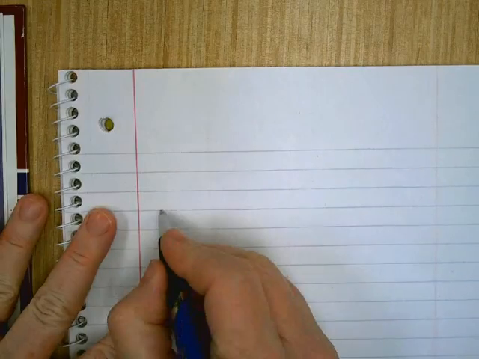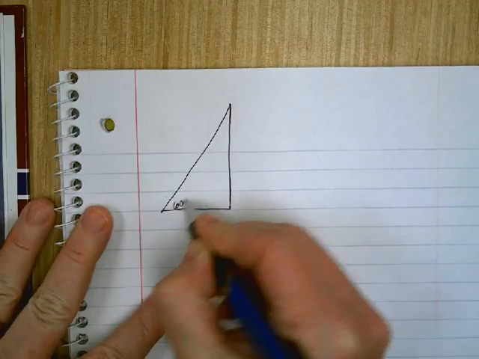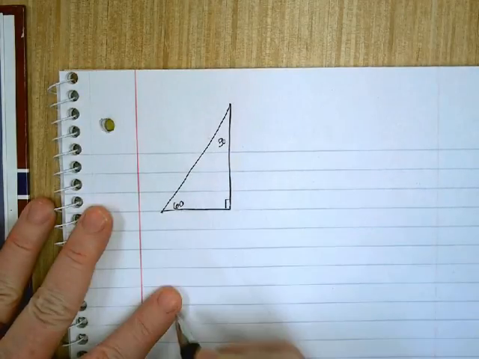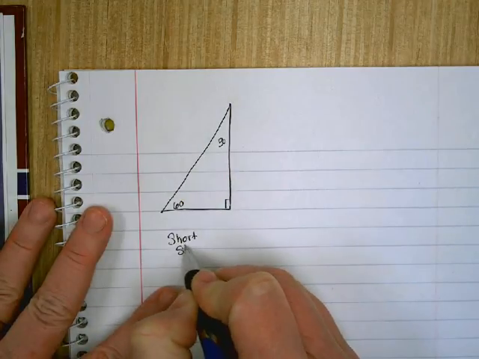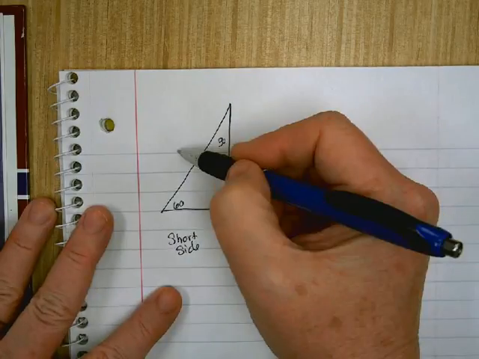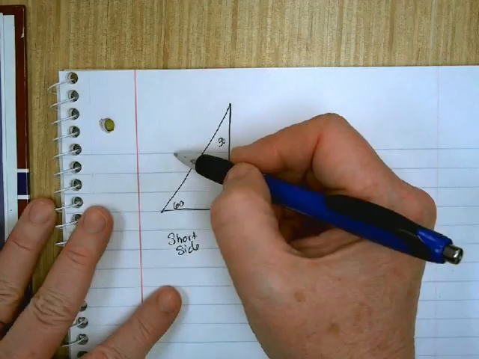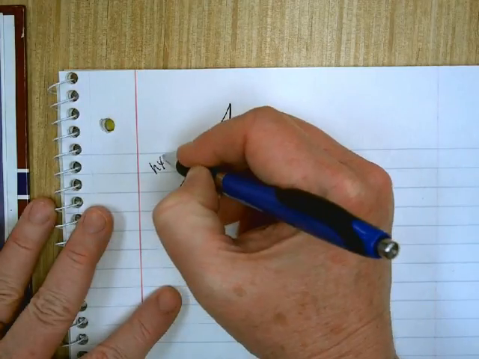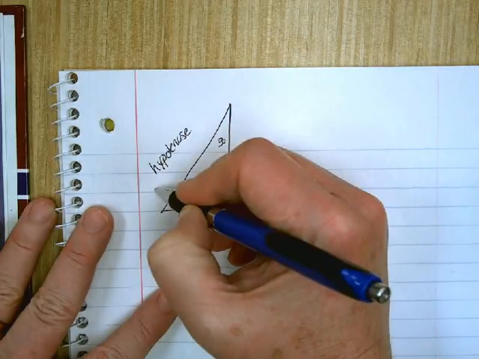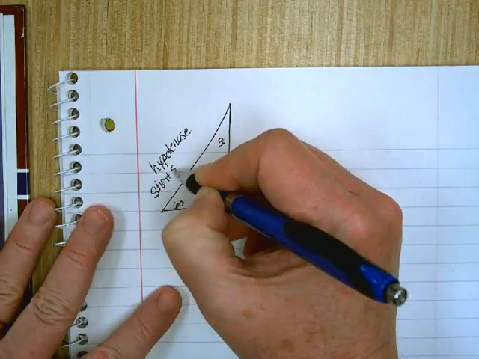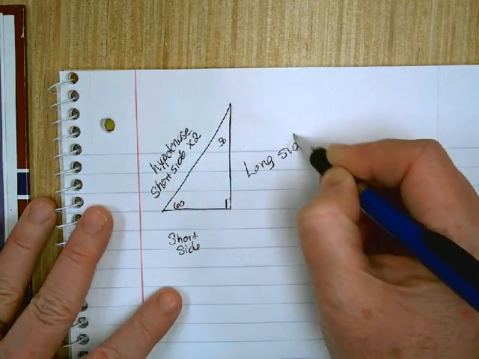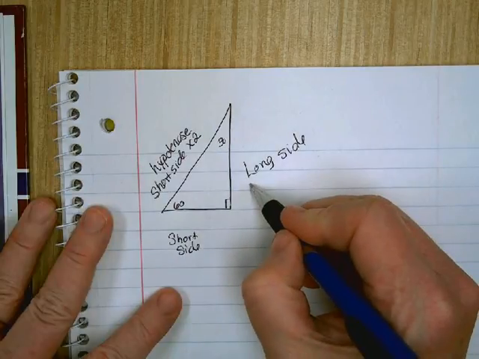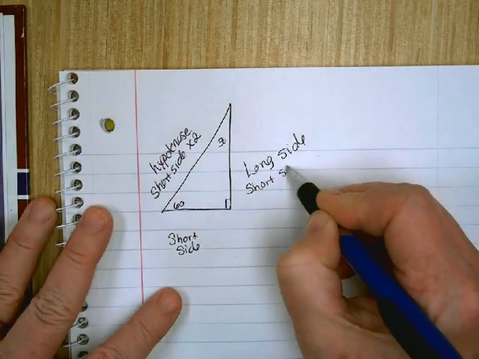I'm going to put them on the board in a little bit. We're going to do 30, 60, 90 since we just finished that. In a 30, 60, 90, okay? This is the short side. How do you find the hypotenuse if you know the short side? Let's double it. How do you find the long side if you know the short side? Short side times what? Square root of 3.